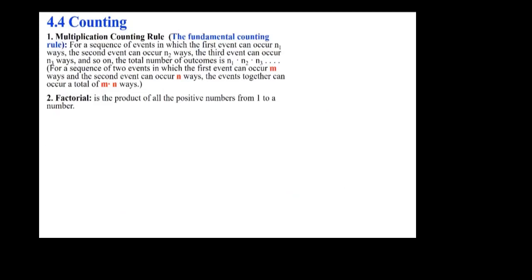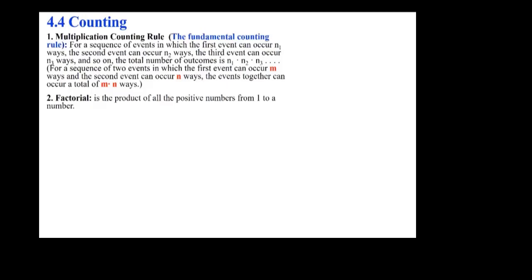Multiplication counting rule, the fundamental counting rule. For a sequence of events in which the first event can occur n1 ways, the second event can occur n2 ways, the third event can occur n3 ways, and so on, the total number of outcomes is n1 times n2 times n3, etc. For a sequence of 2 events in which the first event can occur m ways and the second event can occur n ways, the events together can occur a total of m times n ways.